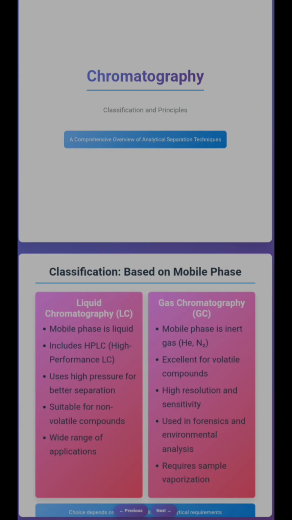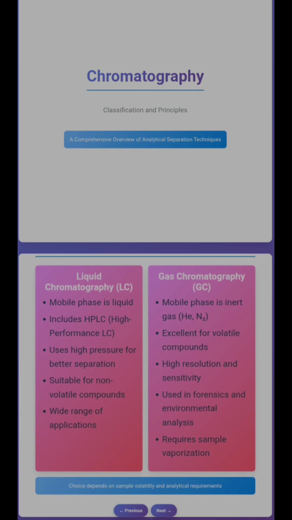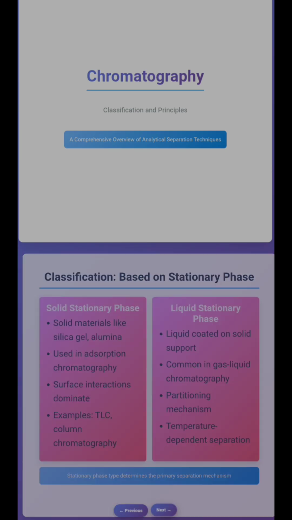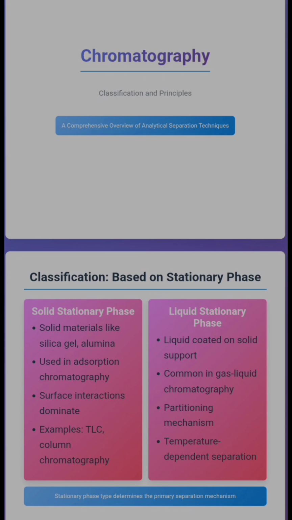Liquid chromatography suits soluble, non-volatile components, and GC is used in forensic and environmental analysis. LC has a wide range of applications, and GC requires sample vaporization. The choice depends on the sample volatility and analytical requirements. That was the classification of the mobile phase.